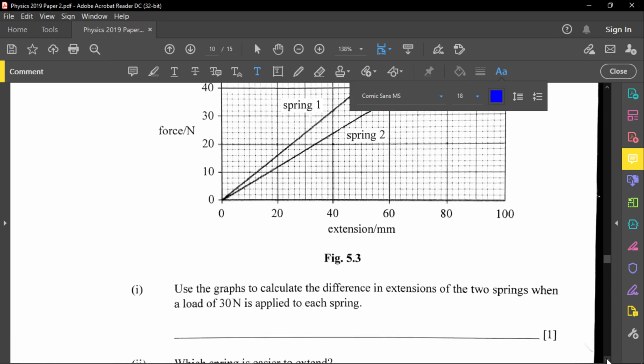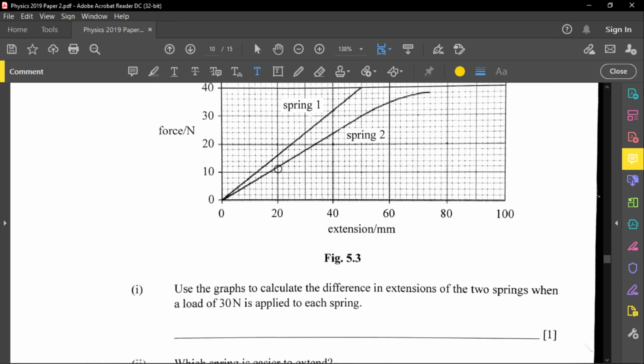All right, so we're going to talk about the question now. It says use the graph to calculate the difference in extension of the two springs when a load of 30 newtons is applied to each spring. So what do we want to calculate the difference between? Difference in extension. Let's highlight that. We want to find the difference in extension when both springs were extended by 30 newtons, right? When 30 newtons was applied to each of the springs. So let's go to the graph now and see how we could determine this.